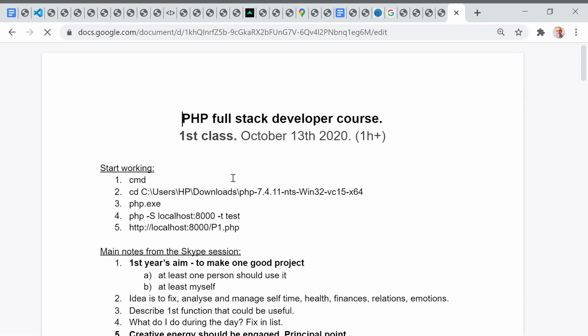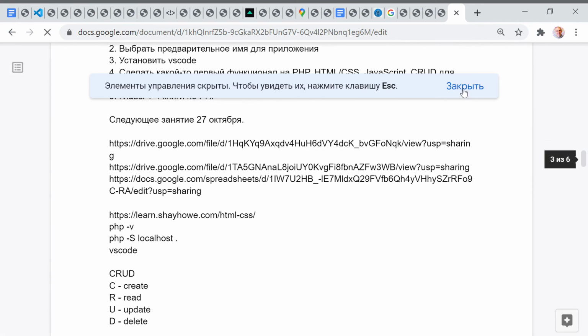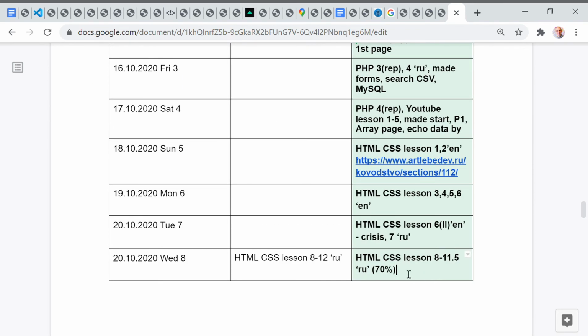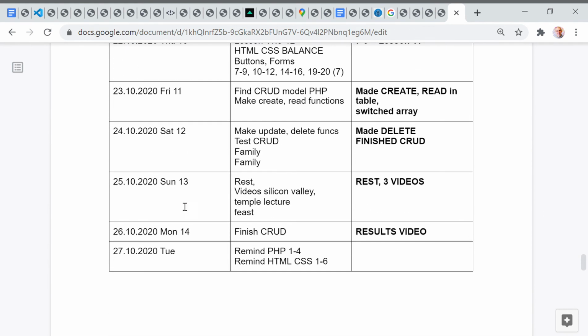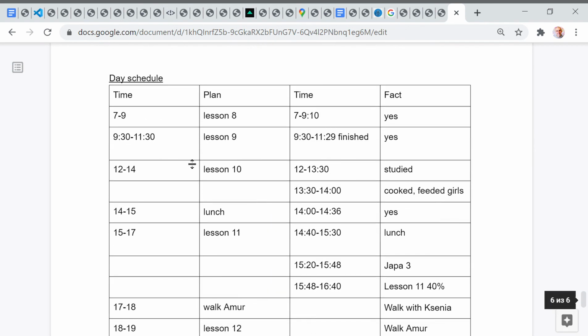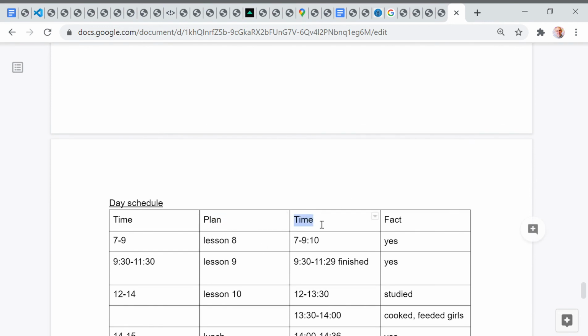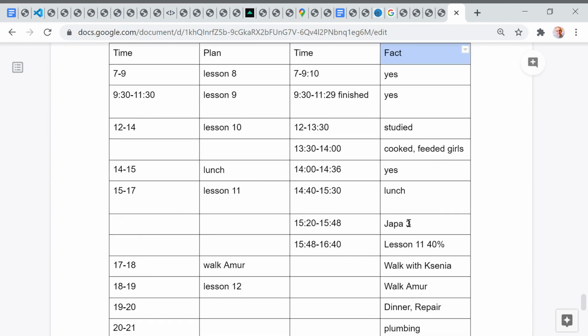So I want to move forward and continue this education, and I'm very grateful to Alexander for giving me the ability to take part in this project. And also I understood that planning is also very important, so I started to make a master plan for the last part of the week, and I also do a daily schedule of what is expected and what is in fact happening.